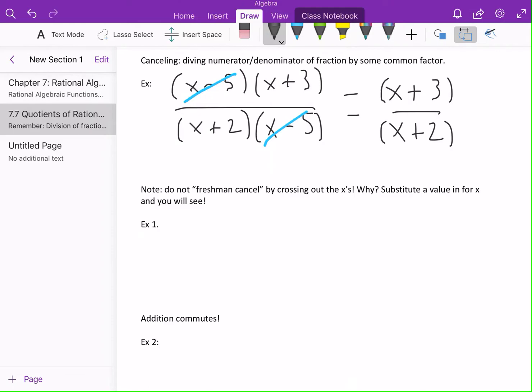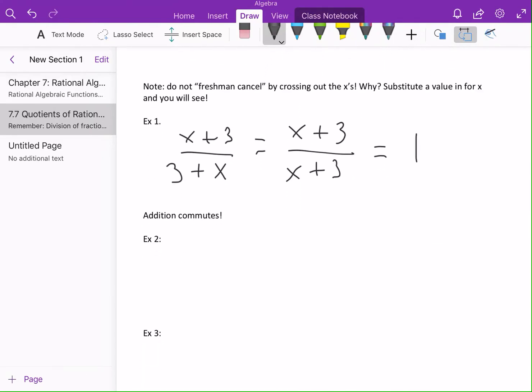Let's look at some rules that we need to focus on in this section. For example, if we have x plus 3 all over 3 plus x, those are actually the same thing. That can be rewritten as x plus 3 all over x plus 3, which reduces to 1. And we call values like these addition commutes.